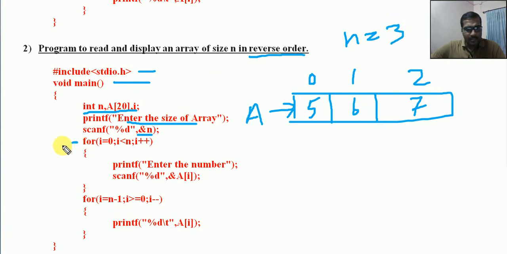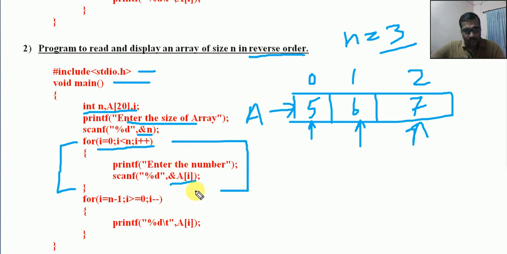Then this is the same for loop that we were using in the previous example. For i equal to 0, i less than n, i plus plus, enter the number, ampersand a of i. So a of 0, this reading, then a of 1, this reading, then a of 2, this reading. When it reaches 3, which is not less than 3, it will exit from the loop. It will go to the next statement.